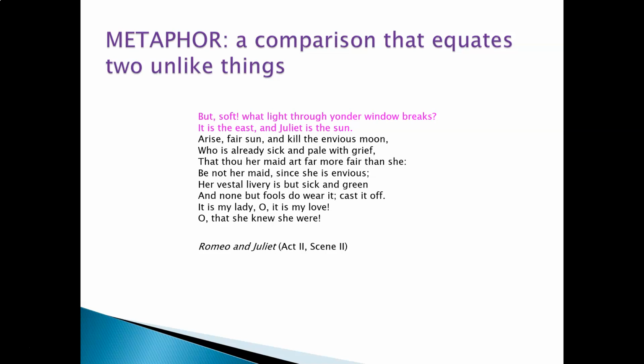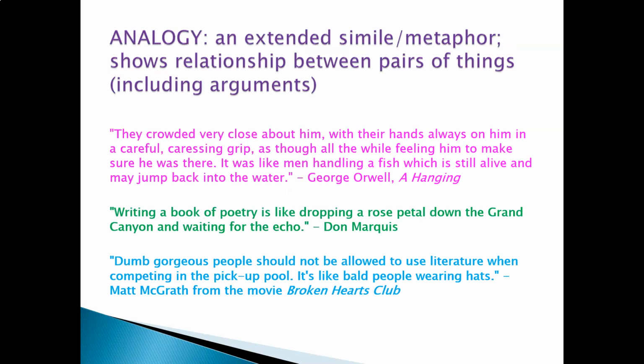Now notice that the 2 things that are being compared are Juliet and the sun. And he's not just saying Juliet is bright like the sun. He is saying Juliet is the sun. And it's absolutely beautiful. The comparison becomes a lot stronger. Number 2, metaphor. Number 3 is analogy.